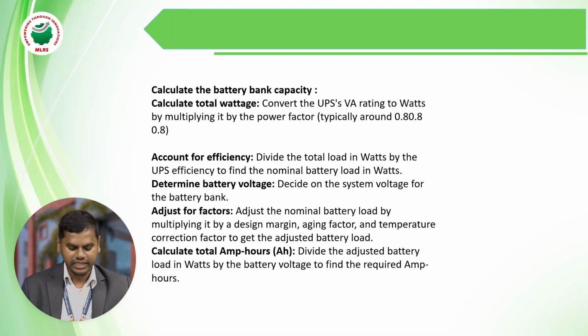And next, calculate the total ampere hours, AH. Divide the adjusted battery load in watts by the battery voltage to find the required ampere hours. So these are the steps to calculate the battery bank capacity.